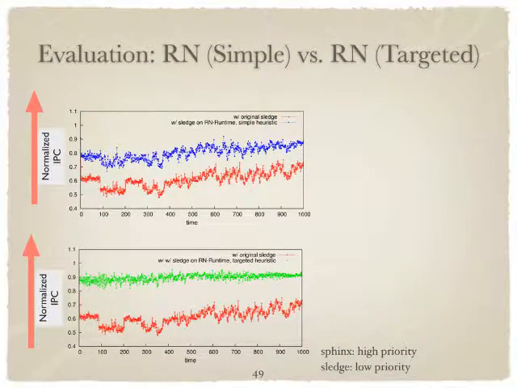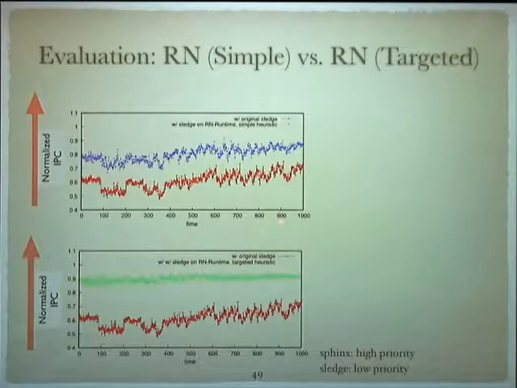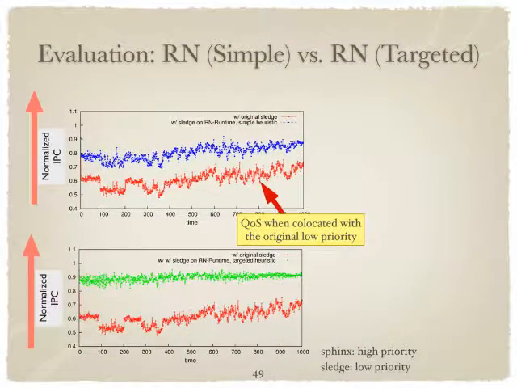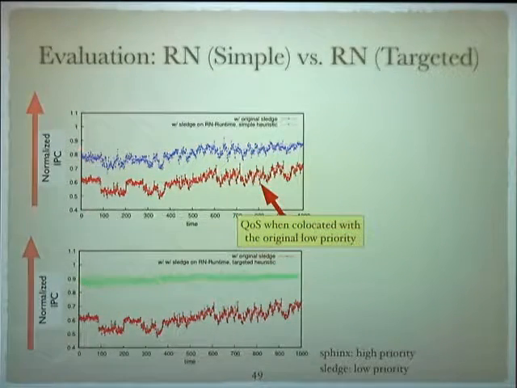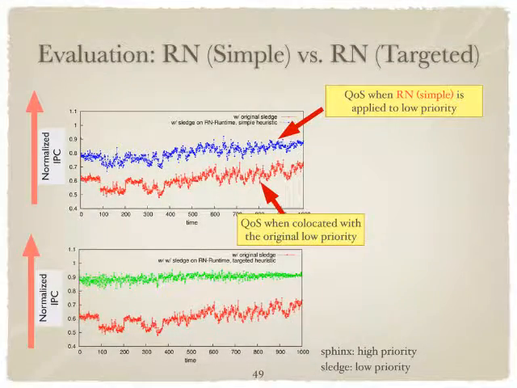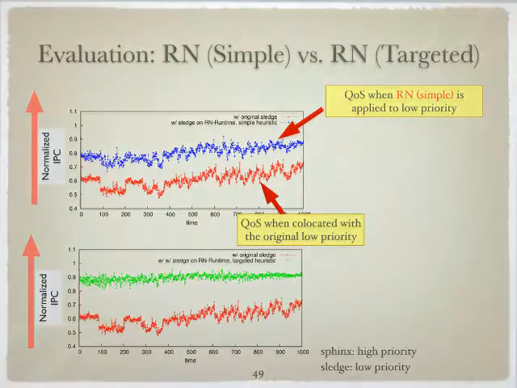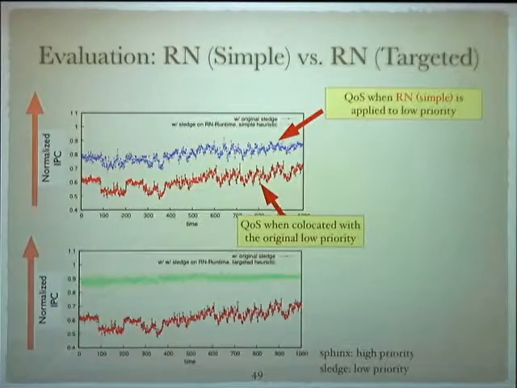So let's take a look at those two techniques in action. So here, this is Sphinx, which is a SPEC benchmark, running with a low priority application. And the red, this is the ref input, and the x-axis is the time, and the y-axis is the normalized IPC. So if it's 1, meaning there's no contention, it's running at peak performance. So here you see the QoS when Sphinx is co-located with the original low priority application. And the blue bar is when we apply the reactive niceness here, using the simple policy, to the low priority application. So you can see the IPC improvement here.